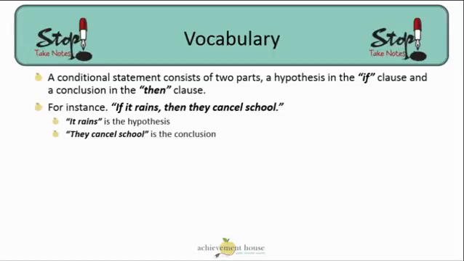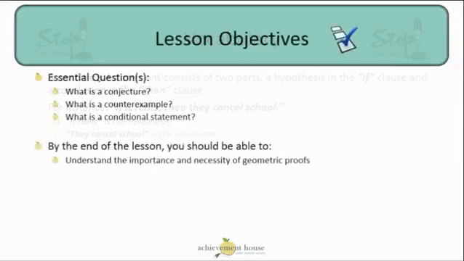It rains is the hypothesis. They cancel school is the conclusion. Essential questions of the lesson: what is a conjecture? What is a counterexample? And what can we find out more about conditional statements? By the end of the lesson, you should be able to understand the importance and necessity of geometric proofs.